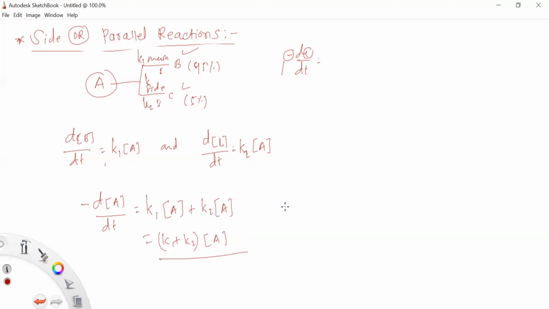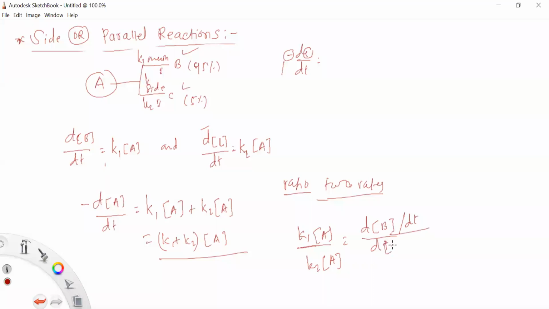Okay. So if you take the ratio of these two equations, for example, the ratio of these two rates, what is the equation? That is k1 into concentration of A upon k2 into concentration of A is equal to d of concentration of B upon dt divided by d of concentration of C upon dt. So this A gets cancelled.